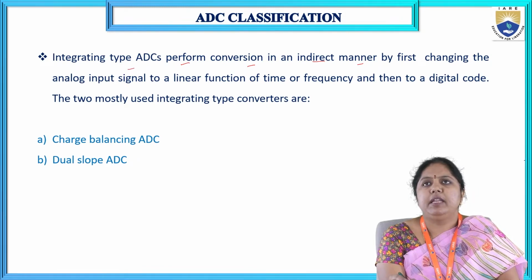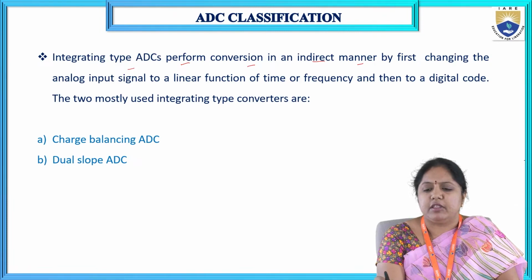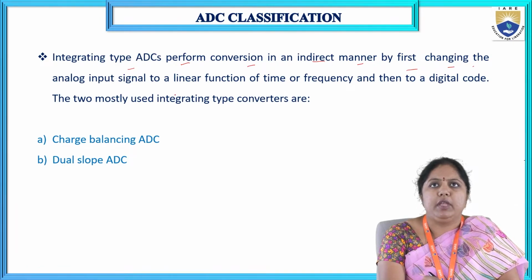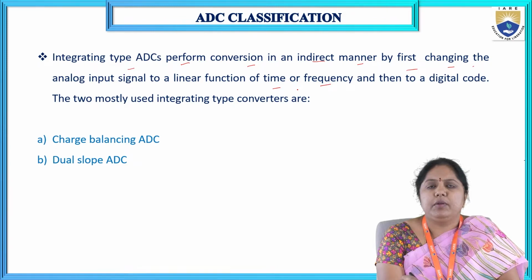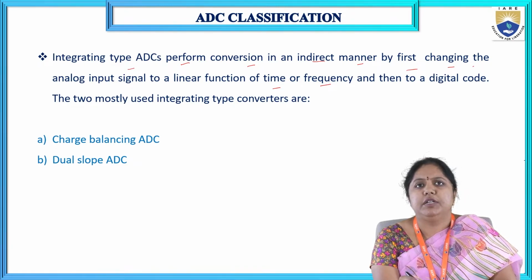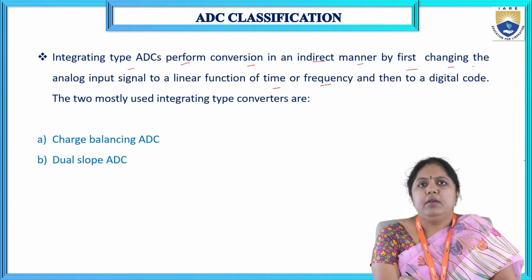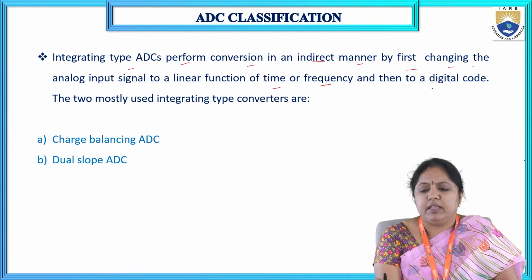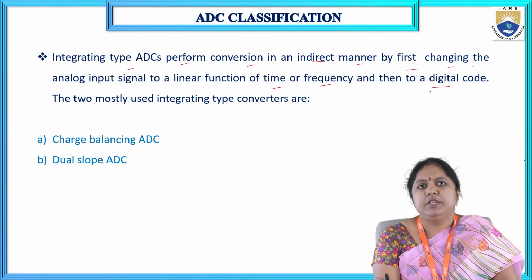Indirect manner means that the conversion is done first by changing the analog input signal to a linear function of time or frequency. Whatever analog input signal we give, first it will be converted into a linear function with respect to time or frequency. Later, based on that, it will convert the linear function of time or frequency into the corresponding digital code word.